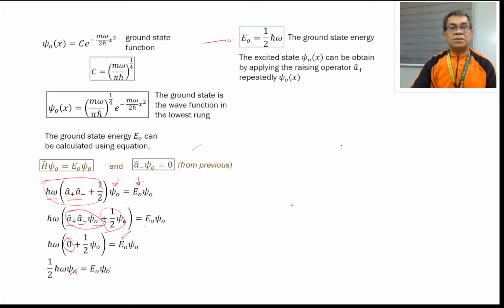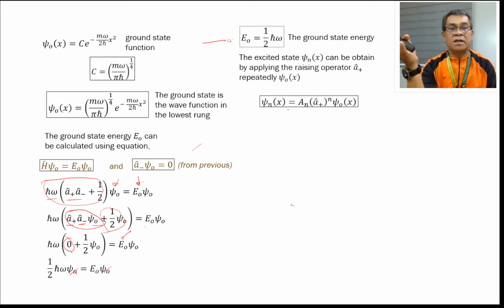So what will be the next excited state if we have the ground state? If we have the ground state, what will be the next state? The first excited state, the second energy level. To do it, we just use this one. We already have the ground state.